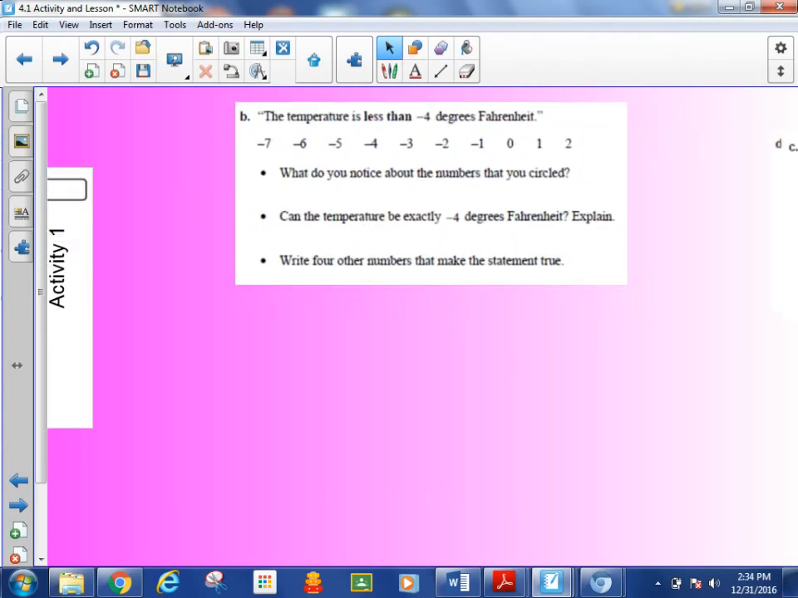All right, letter B, it says the temperature is less than -4 degrees Fahrenheit. So could that include -4? No, because it's less than -4 or colder than -4. So colder or less than would be -5, -6, -7, and then working our way down this way. What do you notice about the numbers that you circled? Well, they are all less than -4.